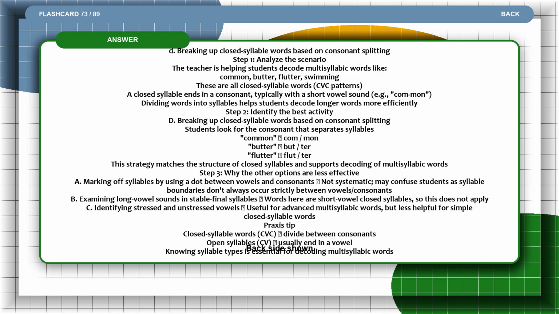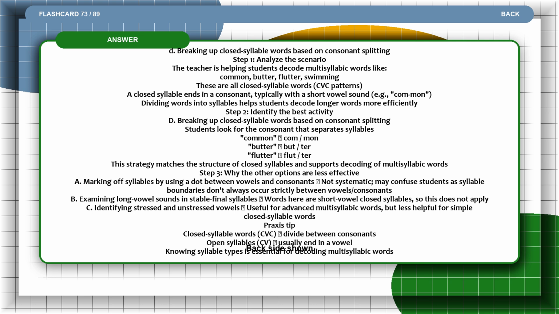The answer is D. Breaking up closed syllable words based on consonant splitting. Step 1. Analyze the scenario. The teacher is helping students decode multisyllabic words like common, butter, flutter, swimming. These are all closed syllable words, CVC patterns. A closed syllable ends in a consonant, typically with a short vowel sound. Dividing words into syllables helps students decode longer words more efficiently.